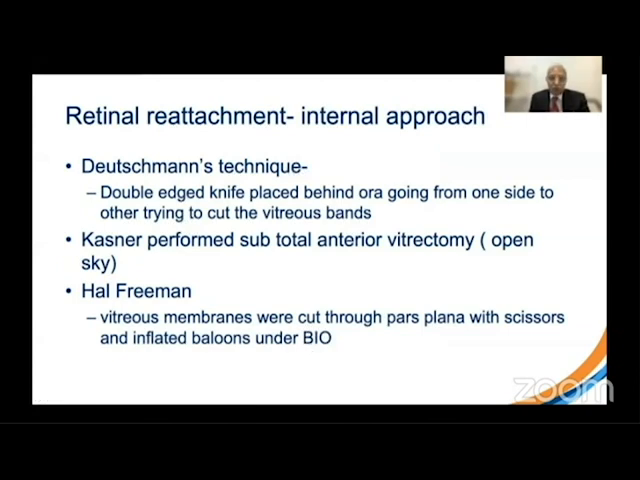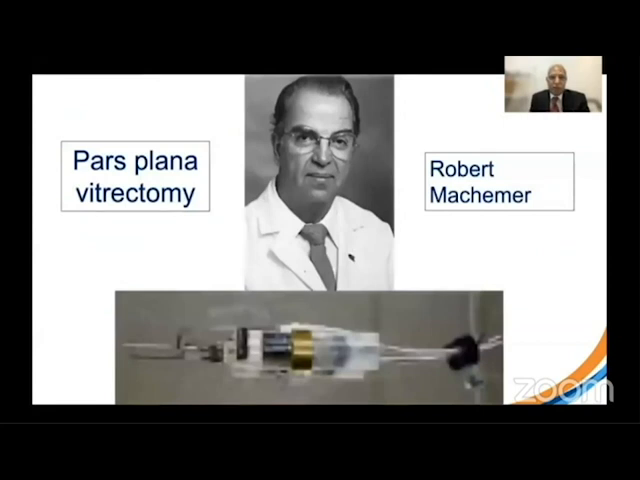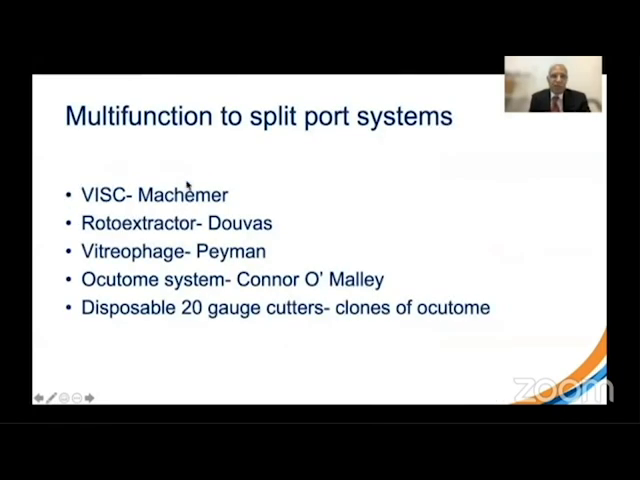All this, of course, is of historical importance because of one man, Robert Machemer. He has revolutionized the way we can manage vitreoretinal diseases. He has invented the vitrectomy system, and his initial tool is the vitreous infusion suction cutter, which is a multifunction probe of almost 18 gauge size, gigantic by today's standards.